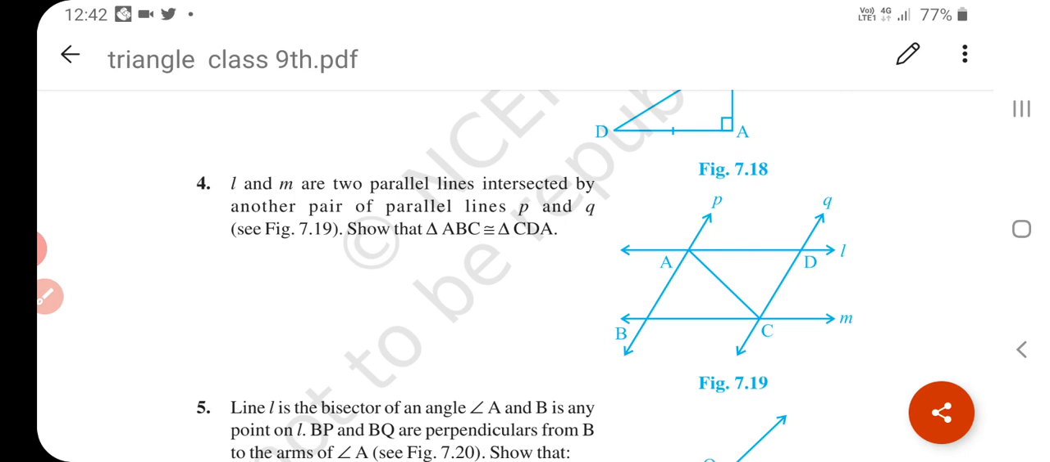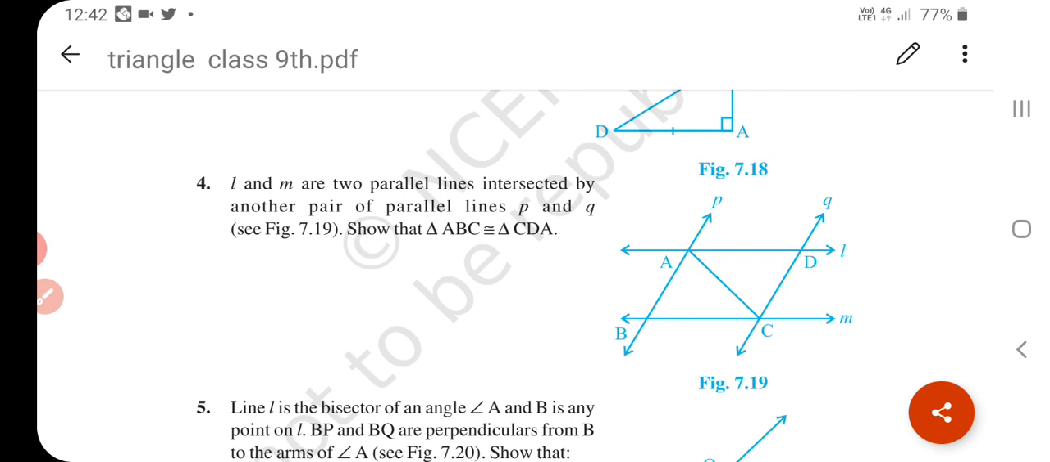You know these 3 points. According to this, if these are given, L is parallel to M, then you can easily write these questions. This question you can easily do.